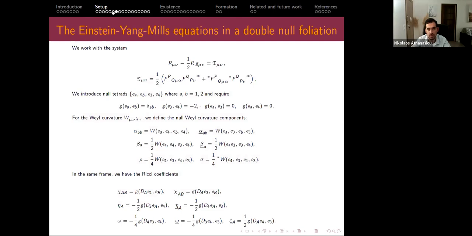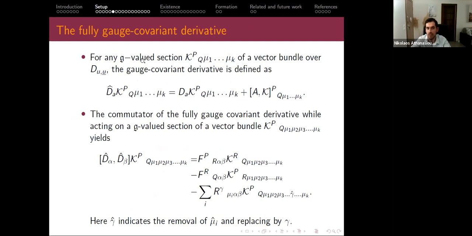Here I define the gauge covariant derivative. It is defined as follows, as you see. The truly rich characteristics of Einstein-Yang-Mills manifest themselves when we do higher order energy estimates. To do higher order energy estimates, we take commutators of these gauge covariant derivatives. In the commutator of the gauge covariant derivatives, you can see that we only see curvature, Yang-Mills and Riemann curvature, so we do not use explicit information on the connection one-form.